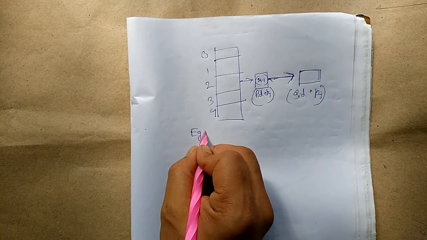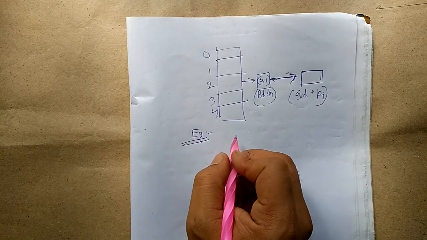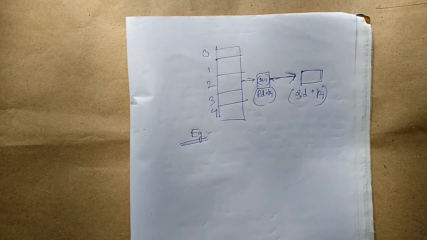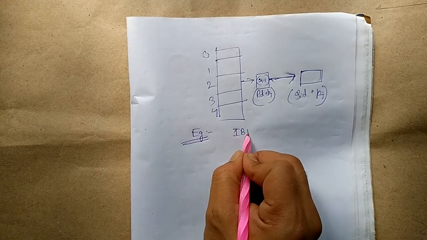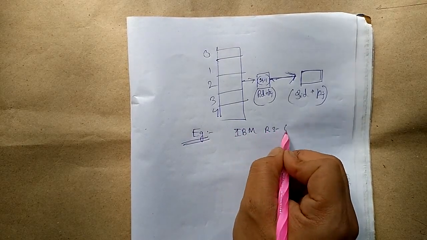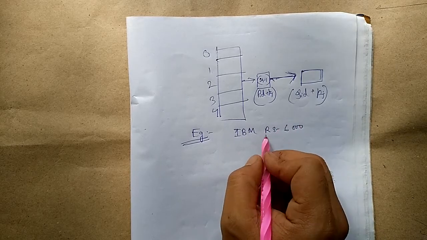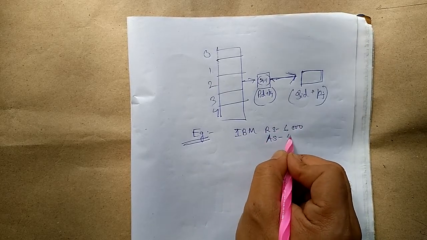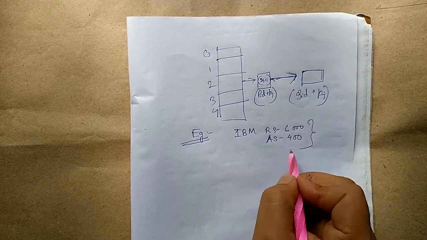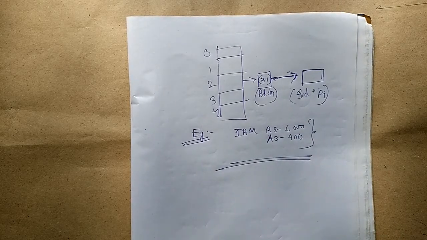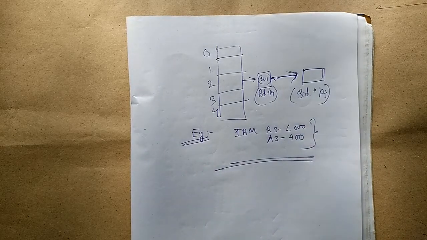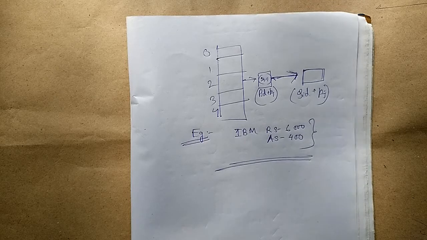The hashed inverted page table is used by the IBM RS 6000 computer and the AS 400 computer. So this is the whole concept of the hashed inverted page table.